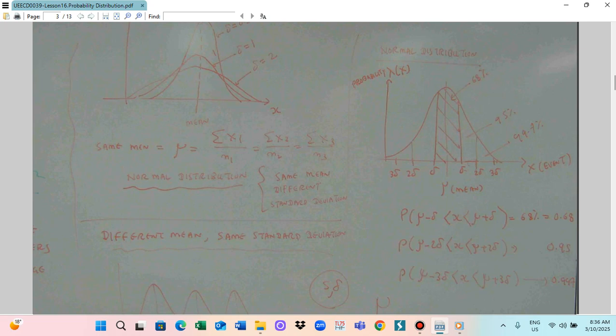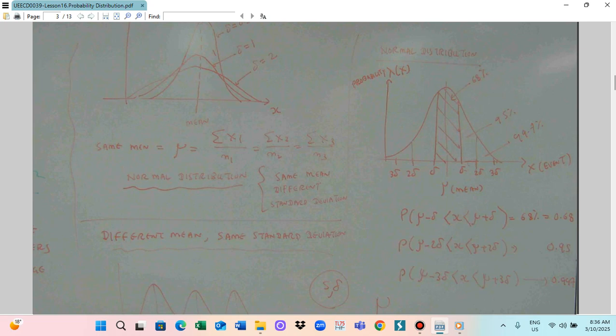So X is between mu minus 3 delta and mu plus 3 delta. In this case, the total area enclosed by the 3 standard deviation cut is 99.7%, so 0.997. This is the probability. So for 1 standard deviation difference, the area is 68%. For 2 standard deviations, the area will be 95%. And for 3 standard deviations, the area will be 99.7%.